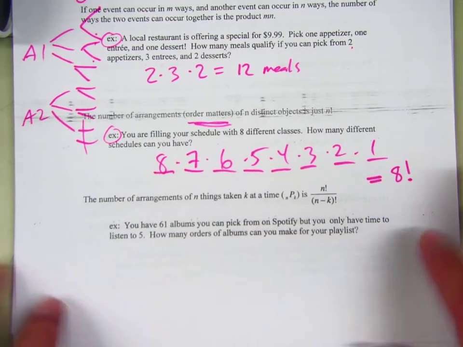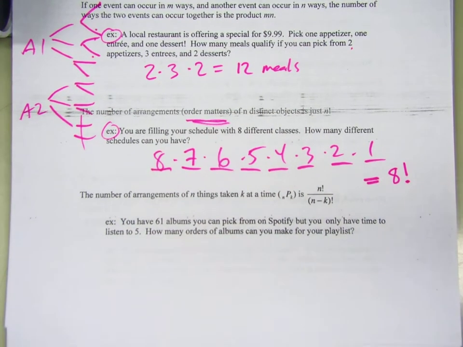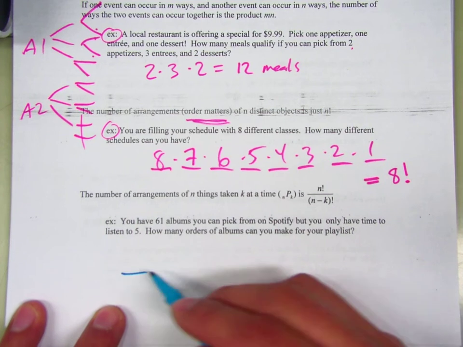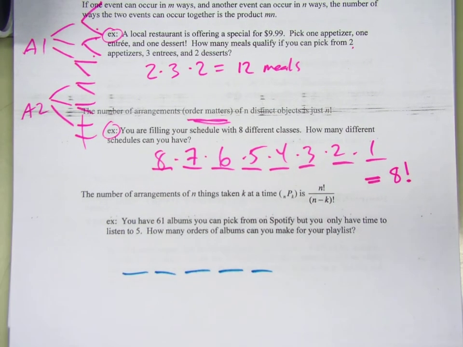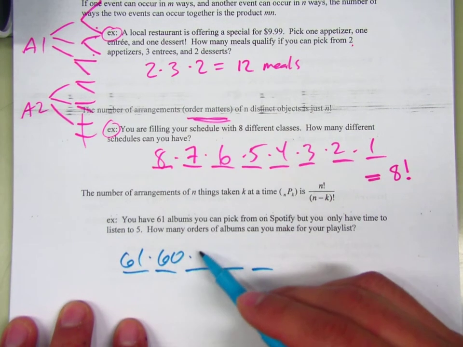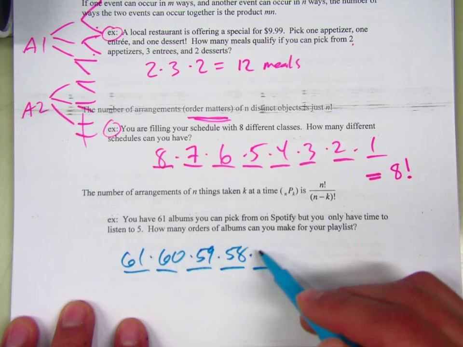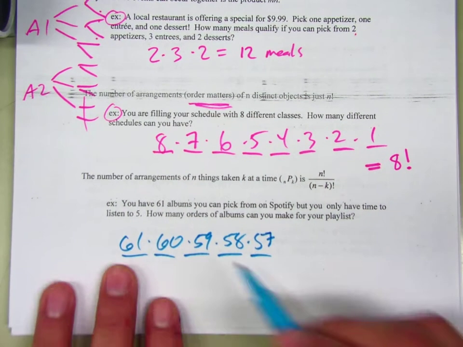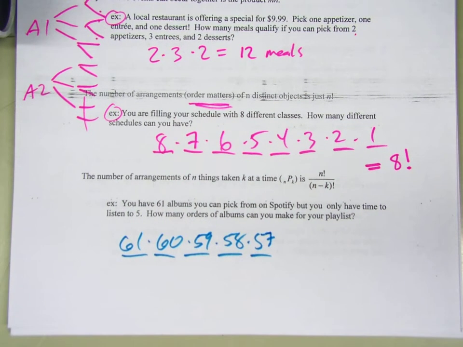Okay. If you look at the next example, 61 albums that you have on your Spotify, and you have time to listen to 5, how many different orders can you make? Well, if we fill in all the options as we go, what should it start with? 61, and then 60, 59, 58, 57. So that's probably the easiest way to figure it out.